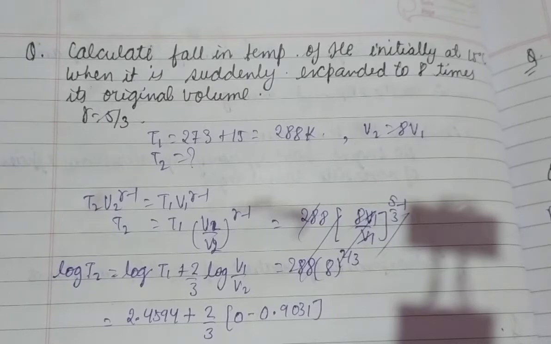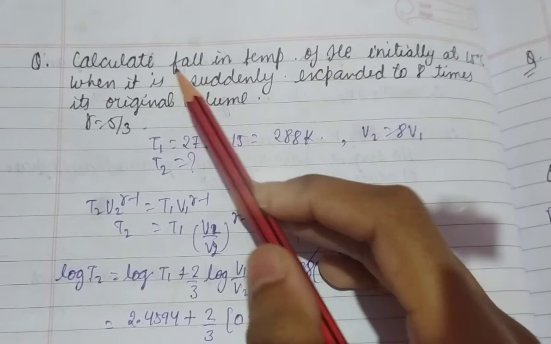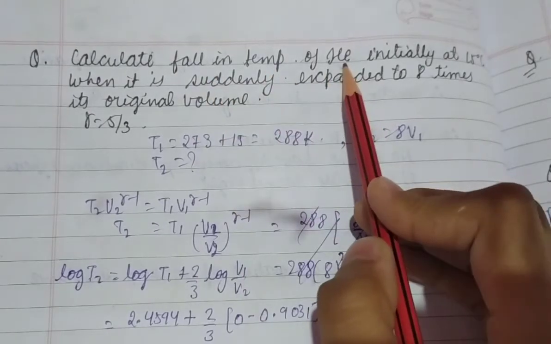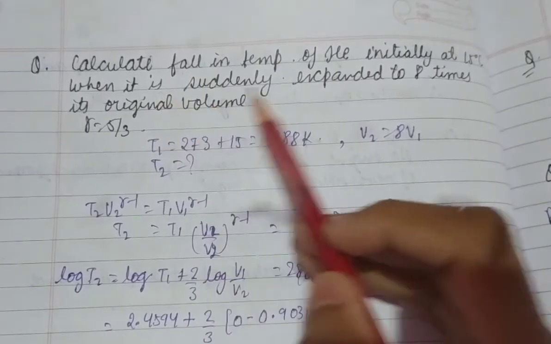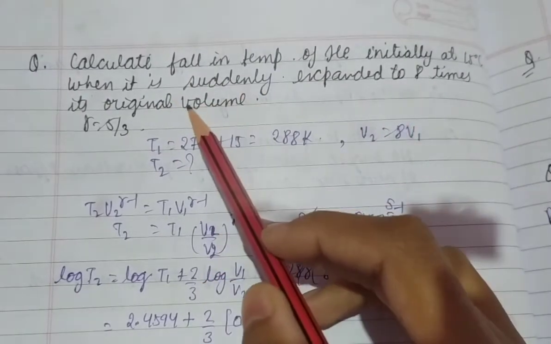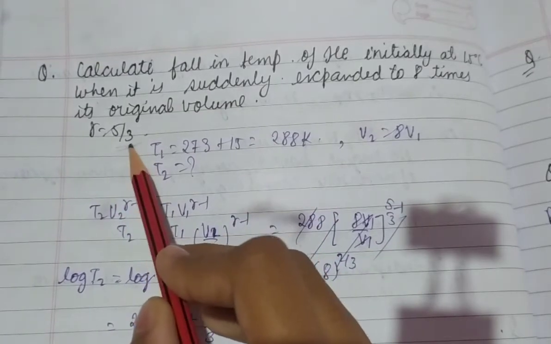Okay, so let us start with the first numerical and see what we have to do. The question says: calculate the fall in temperature of helium initially at 15 degrees Celsius when it is suddenly expanded to 8 times of its original volume. And the value of gamma is given to us, that is 5 by 3.